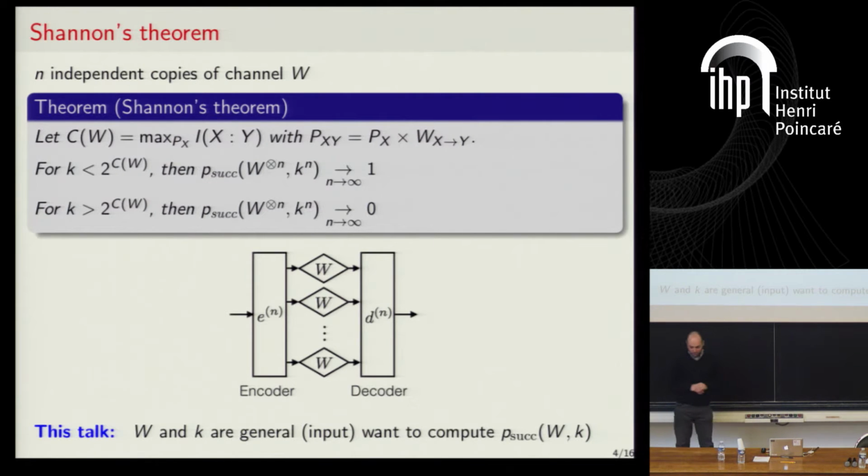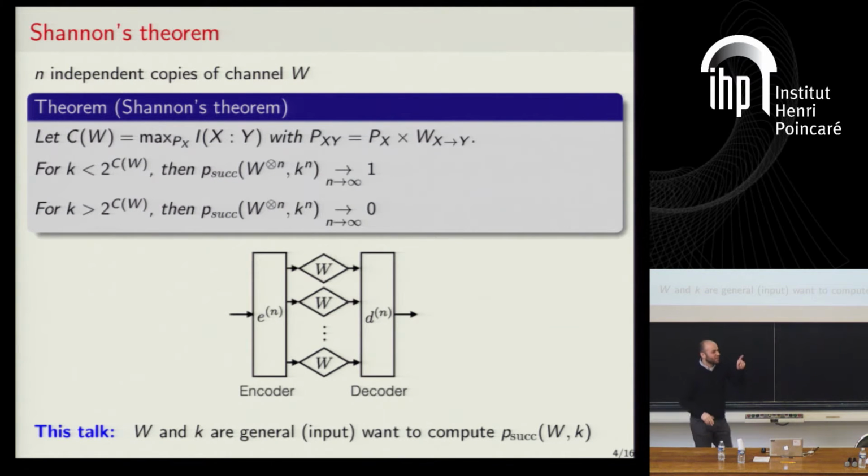Here, just to distinguish from what I'm going to be doing, I don't want to look at the specific case where W is multiple copies of a channel, but I want to look at the completely general case. Again, I said I want to look at this algorithmically, so I think of the noisy model W and K as being inputs to my algorithmic problem, and my objective is to compute this optimal success probability that I write as P success of W given K.